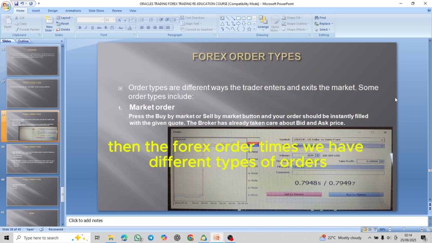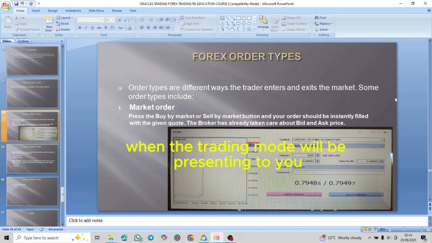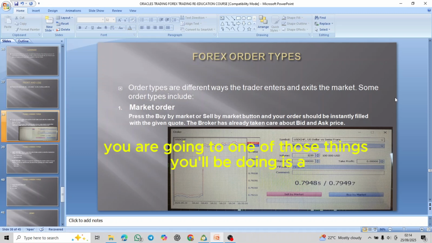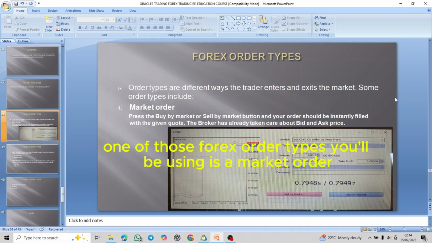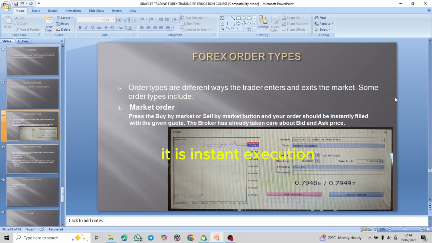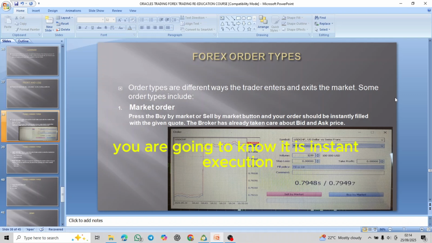Then the Forex order types. We have different types of orders. There are so many, but what you will need in the trading mode we'll be presenting to you is not going to be much. One of those Forex order types you'll be using is a market order. In a market order, you buy directly or you sell directly. It is instant execution. When we get to the practical sessions, you are going to know it is instant execution.